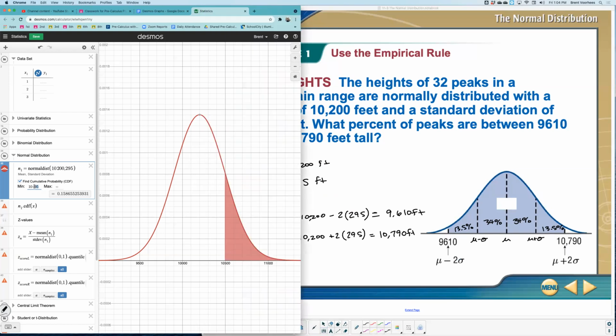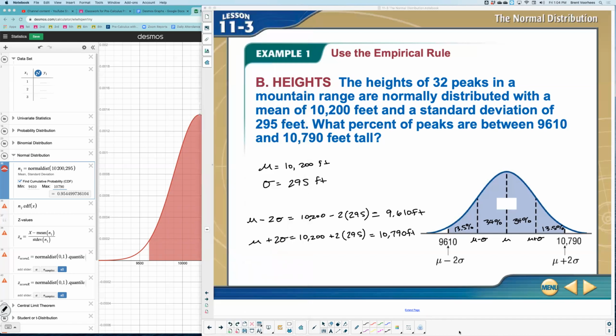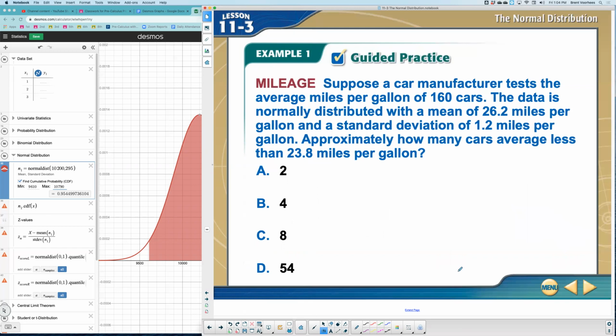Let's see here. We want to go this time from 9,610 feet to 10,790 feet. This is, the calculator says, 95.4% of our data. Okay, your turn.